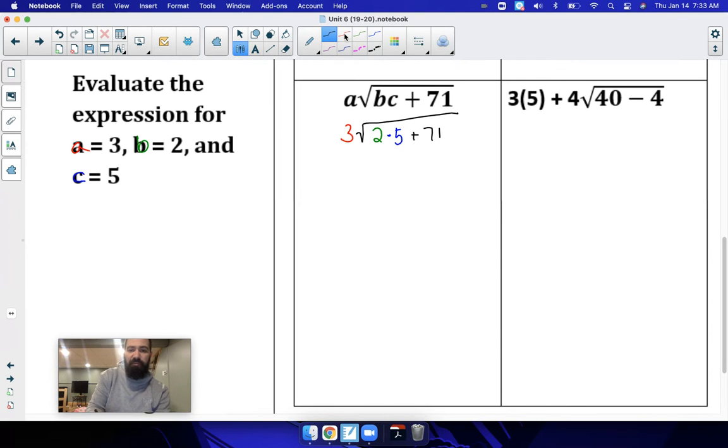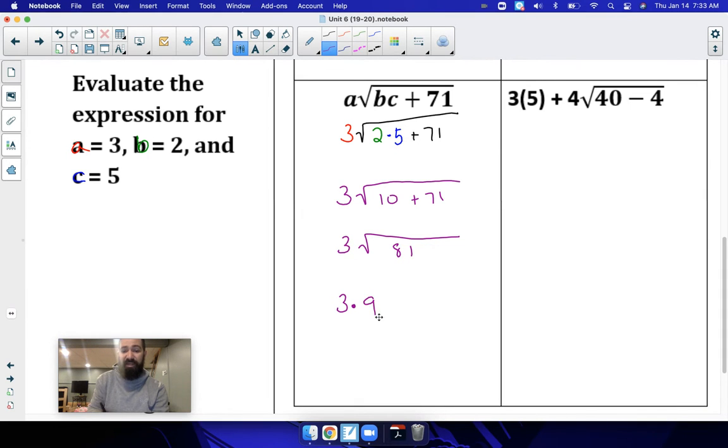All right, well, let's solve this problem. Simplify. 3 times the square root of 2 times 5 is 10 plus 71. I'm going to keep going. 3 times the square root of 10 plus 71 is 81. I'm going to do 3 times the square root of 81. Well, what's the square root of 81? The square root of 81 is 9. So 3 times 9 equals 27. And you are done. Just substitute those numbers in and then simplify.